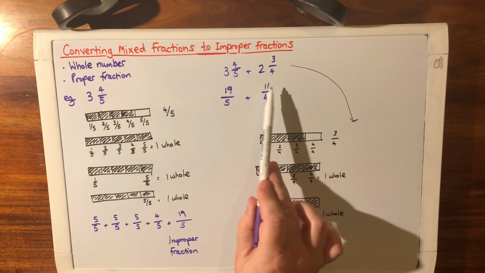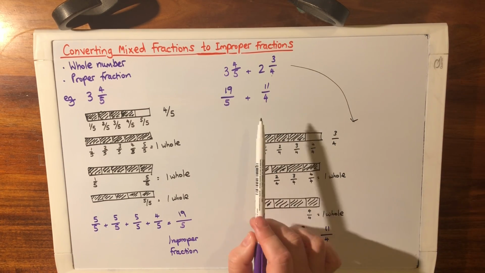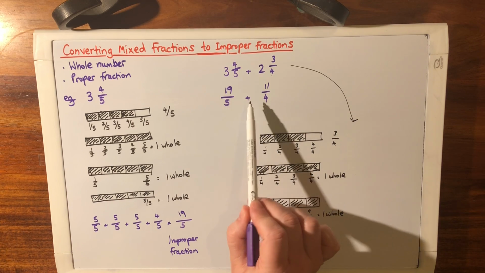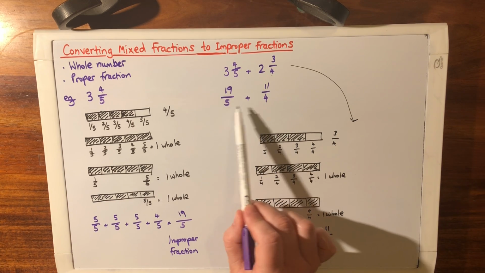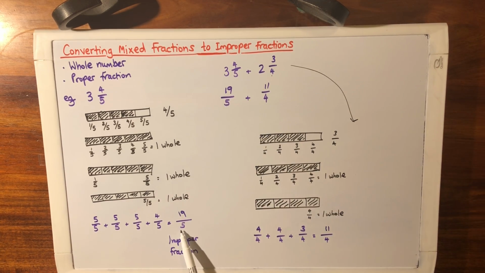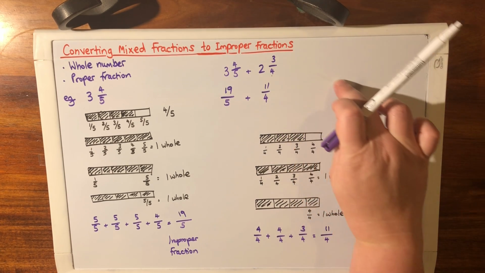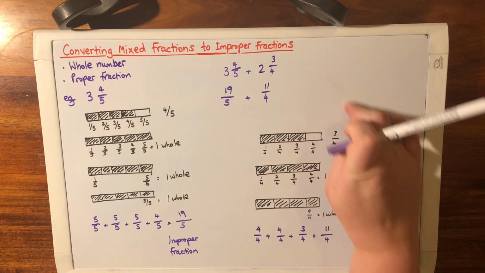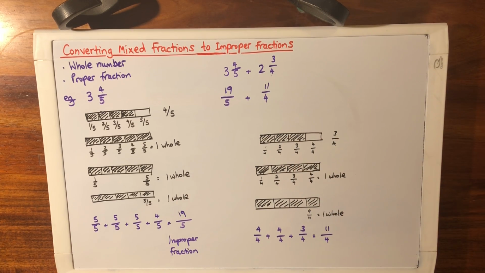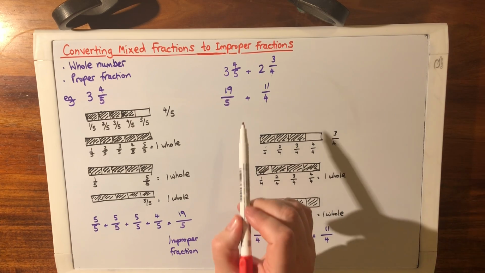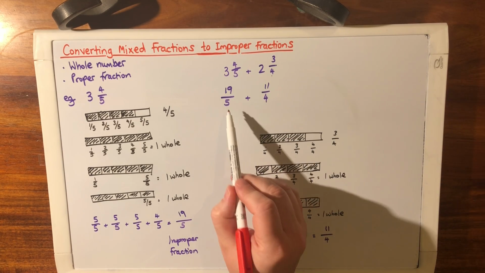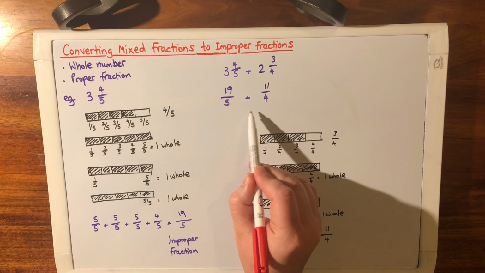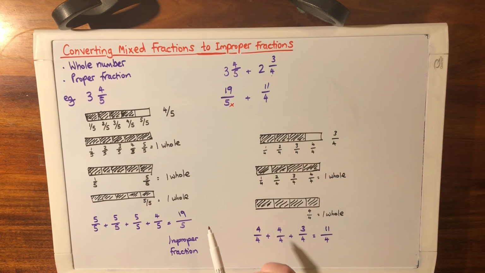Can we add these two fractions together now? No, we can't add them together because those denominators are not the same. Here we're looking at fifths and here we're looking at fourths. How do we then go ahead and make them the same? Well, we would need to find the lowest common multiple, and we know that the lowest common multiple of 5 and 4 is 20.